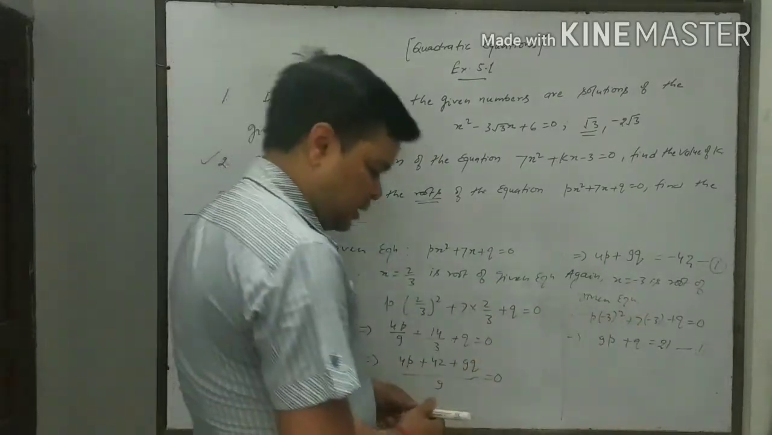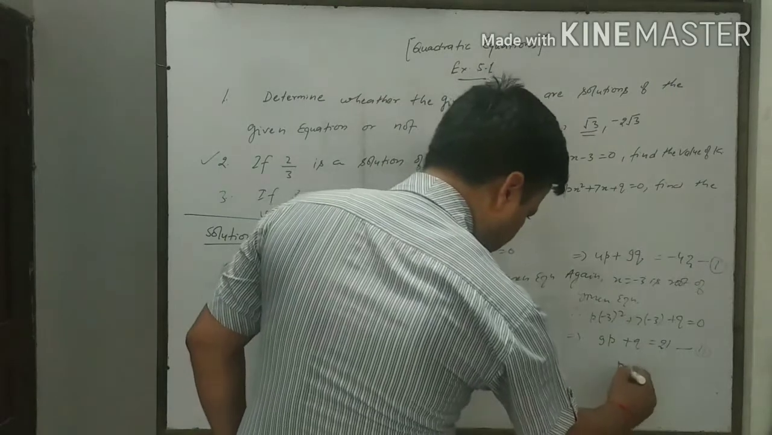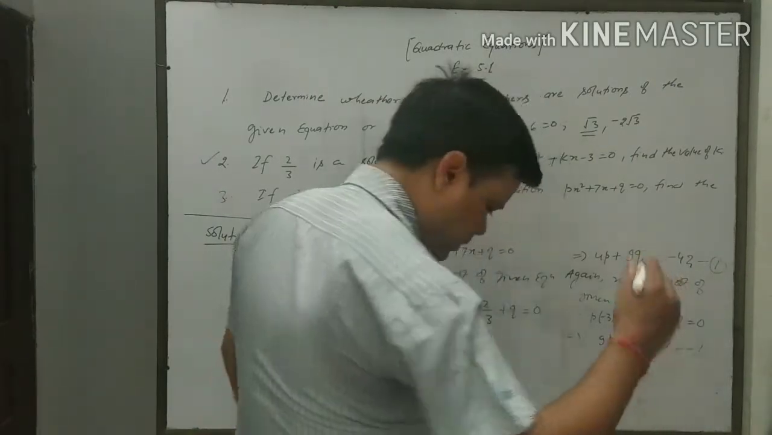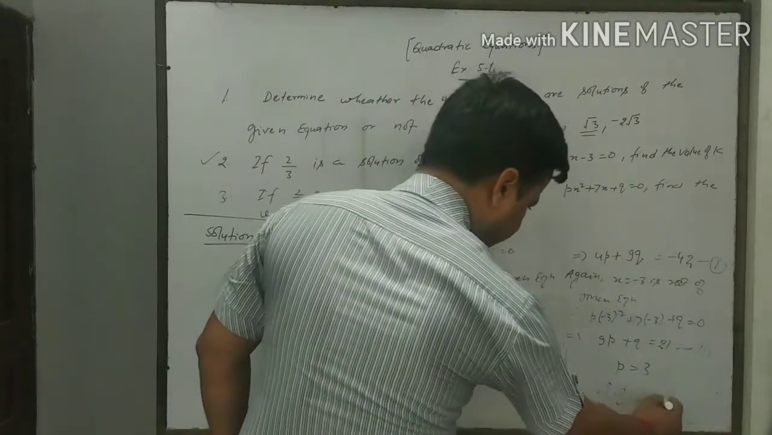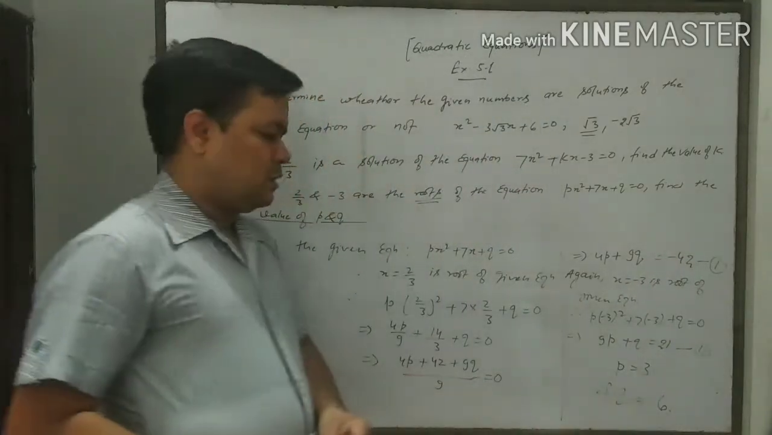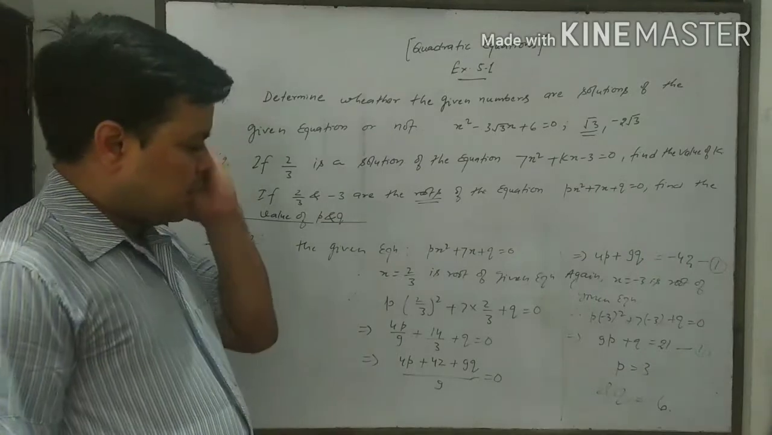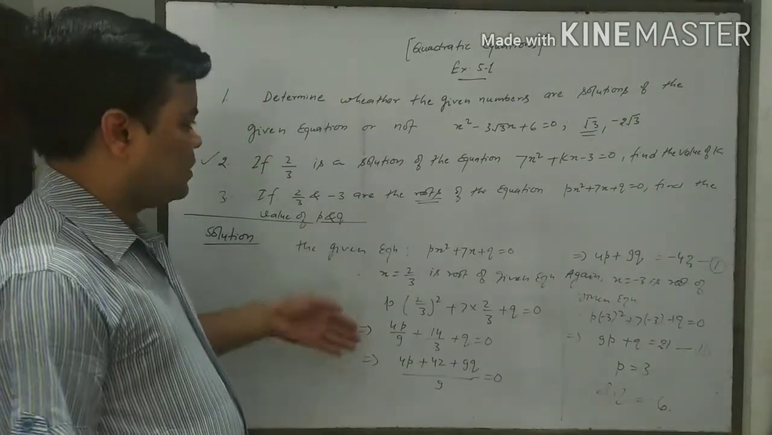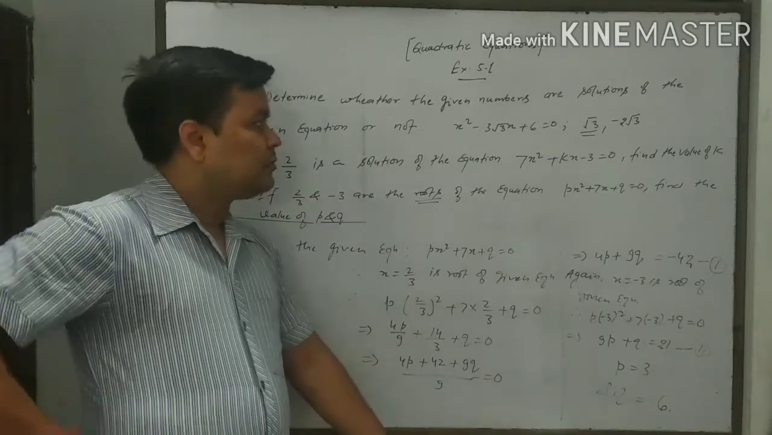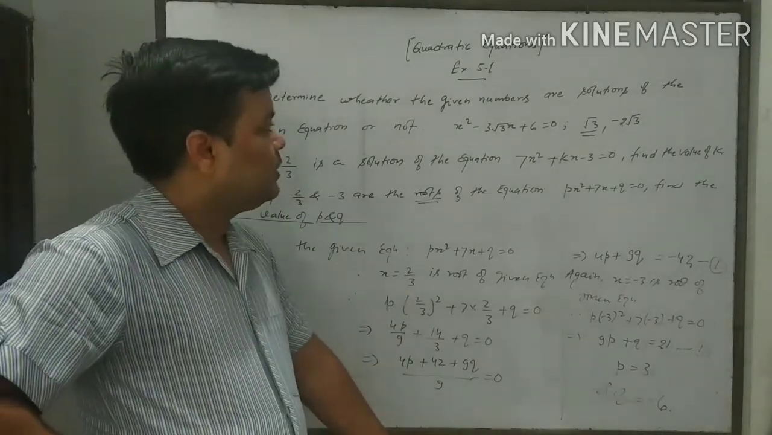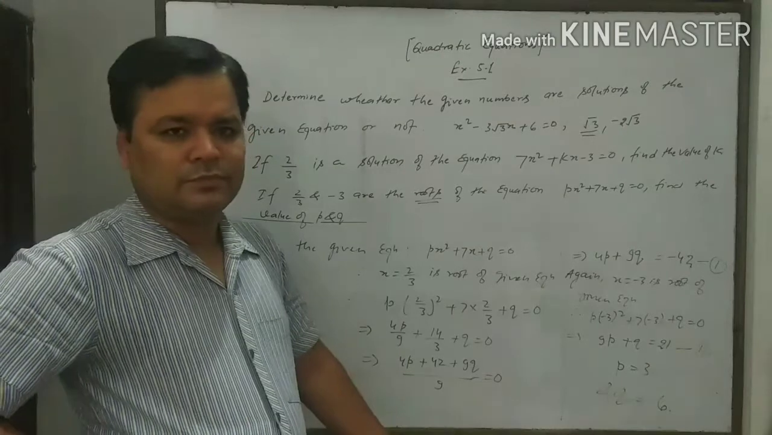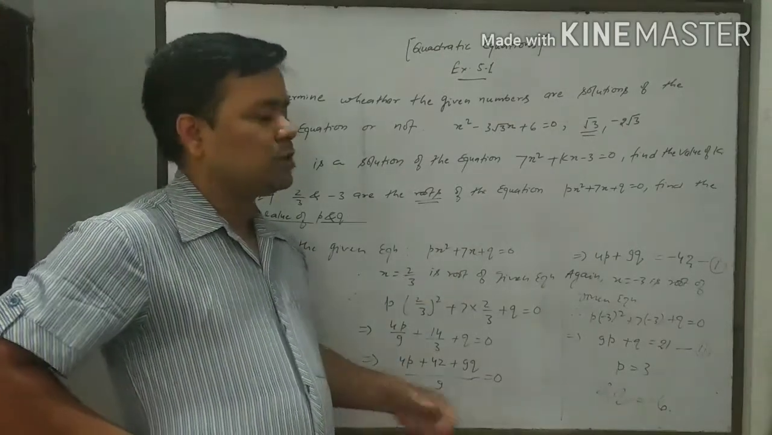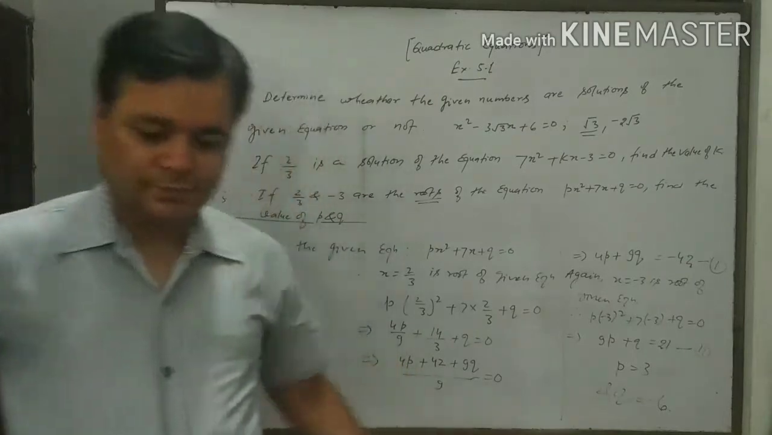After calculation, we find that the value of p will be 3 and the value of q will be -6. Getting it? The value of p is 3 and the value of q is -6. So this was an important question given in exercise 5.1. Now we will discuss the solution of the quadratic equation.